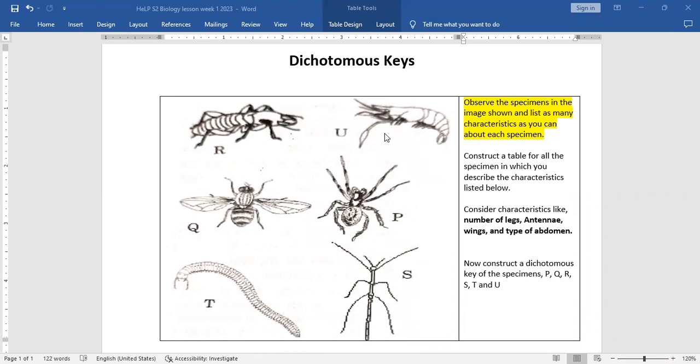Our last specimen is U. Who is going to dare with U? Someone. Let me first mute, then I pick someone. Ethel Dora. It does not have compound eyes. It does not have? Compound eyes. We only saw compound eyes in one. What does it have? Tell us what you're saying that it has.